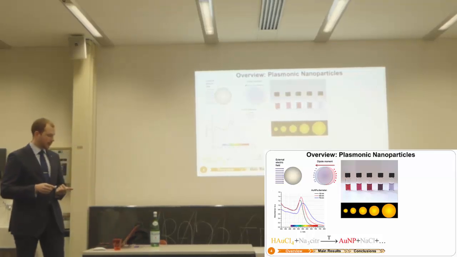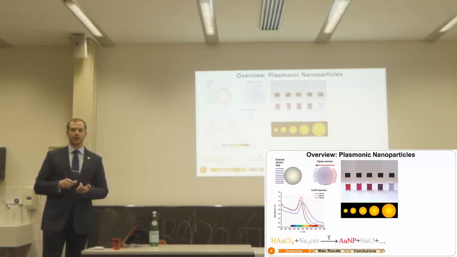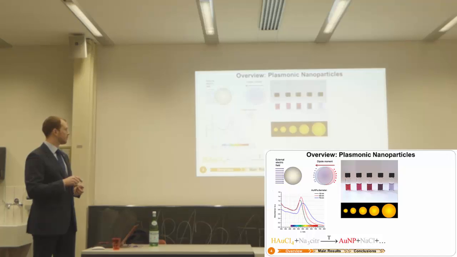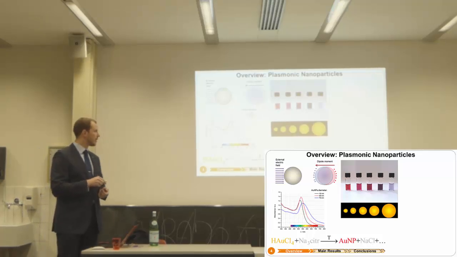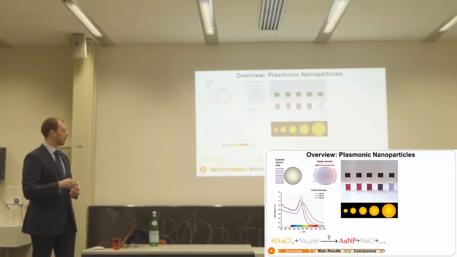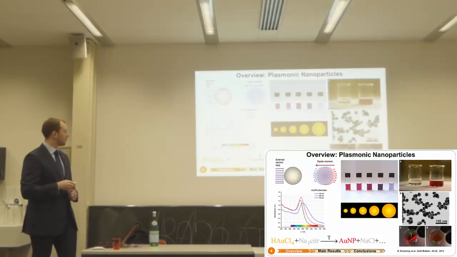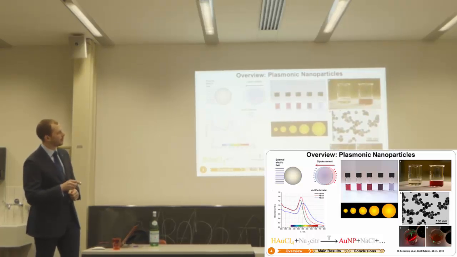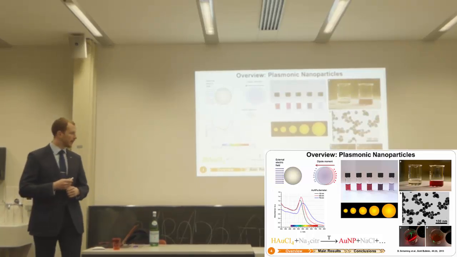How to obtain such nanoparticles? This is a very common, very cheap and easy process. So we take this acid, mix it with sodium citrate, heat it up, and instead of orange or yellowish solutions, we obtain red nanoparticles. So here there are the initial state and the final state, and this picture of nanoparticles.